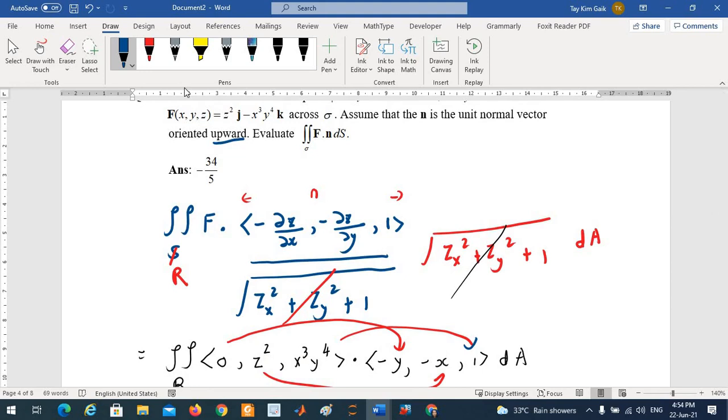For the surface integral of F dot the unit normal vector, which is oriented upward, we have negative del z del x, negative del z del y, and 1, that is i, j, k, divided by the square root of zx squared plus zy squared plus 1. And dS is the square root of zx squared plus zy squared plus 1 dA. Okay, we simplify it.